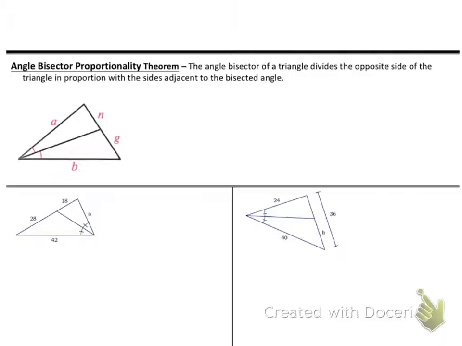The angle bisector of a triangle divides the opposite side of the triangle in proportion with the sides adjacent to the bisected angle. So basically this, as long as it's an angle bisector, right? We have two equal angles. This creates brand new ratios. Particularly, I can say that the ratio from A to N is the exact same thing as B to G.